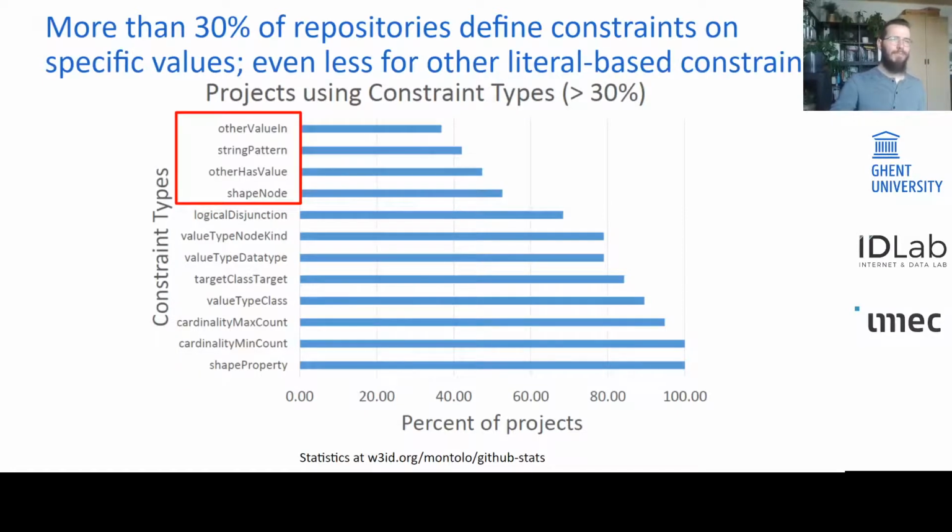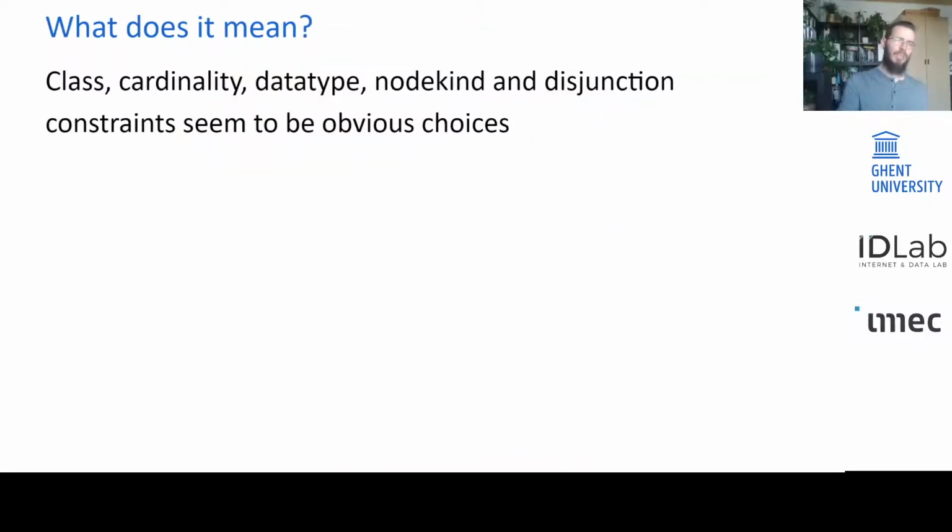And more than 30% of the repositories, so much less, use more specific constraints to really constrain specific values or something like regular expressions on literal values. And even less than 30% use other literal-based constraints or constraints regarding languages, like English, for the labels, for example. So what does it mean now?